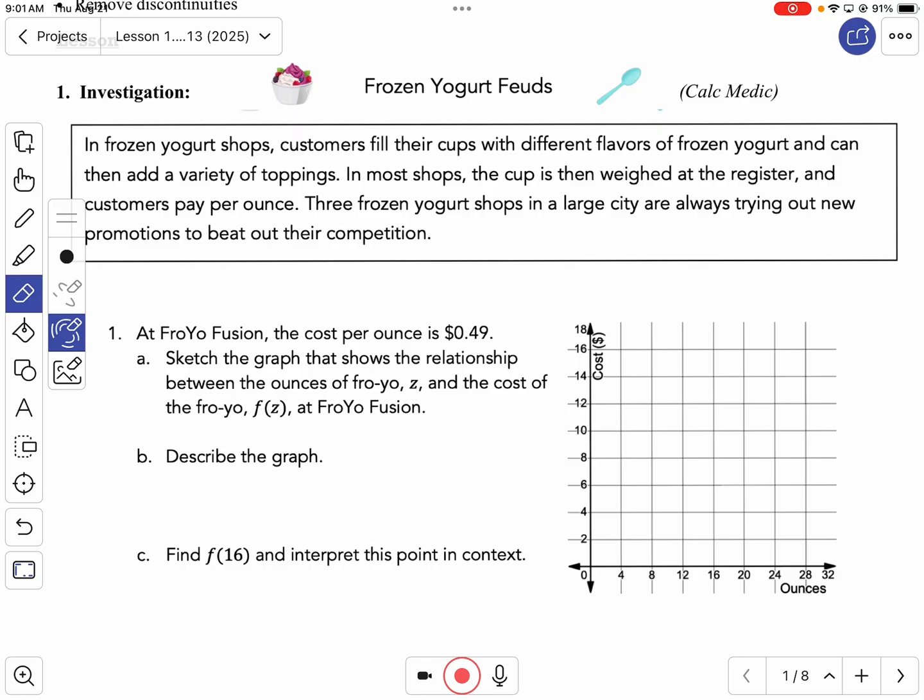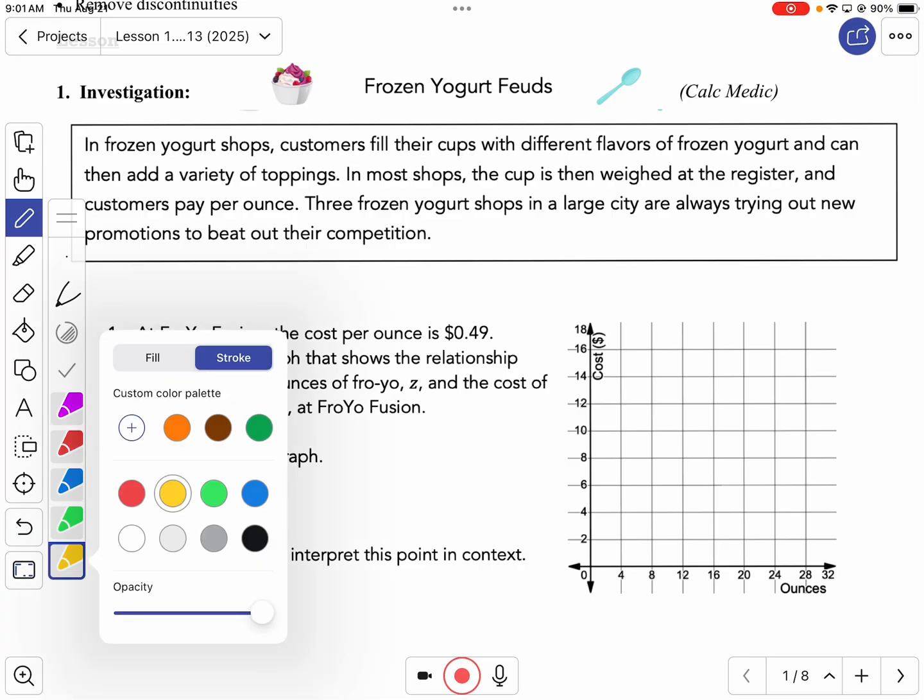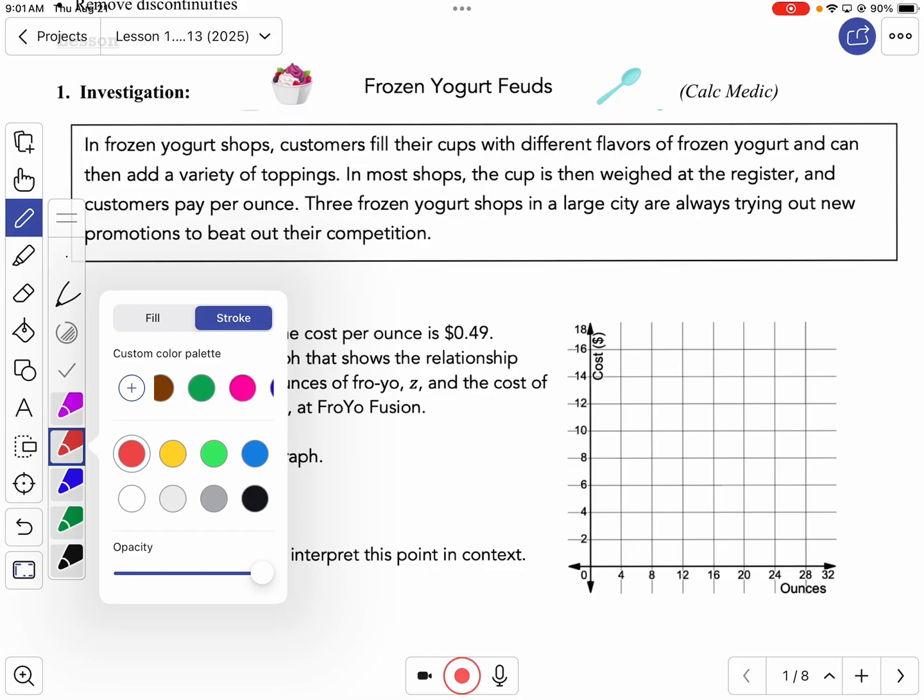Okay, so it says sketch the graph that shows the relationship between the ounces of Froyo Z and the cost of the yogurt F of Z. Okay, so if we graph that, what's it going to look like? It's going to be linear. All right, so it's going to be linear. We are going to increase, all right? Doesn't matter how much yogurt we get, there's going to be that same price, right?